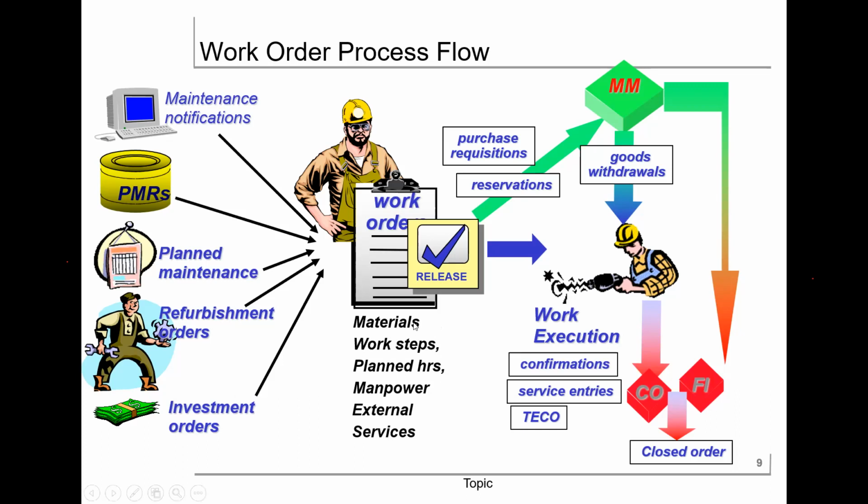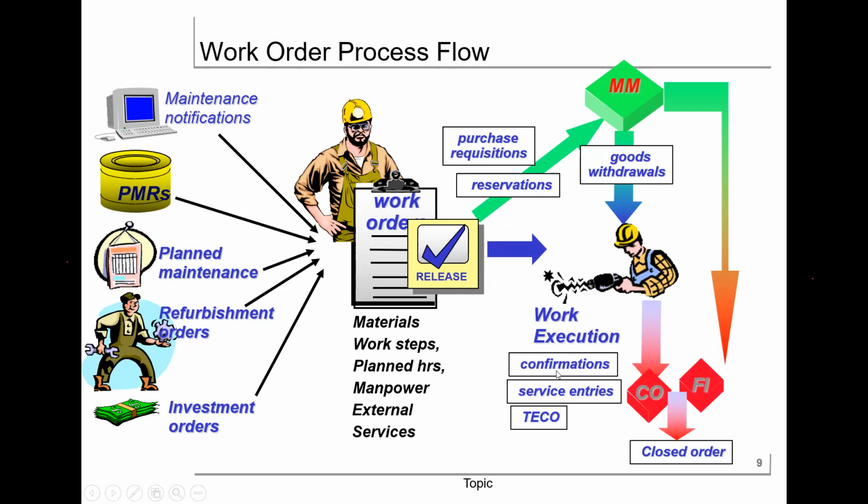Say for example, there is a material. For that material, a reservation will be created if it is a stock item, meaning inside the plant. And a purchase requisition, in short PR, will be generated for a non-stock item. So we are integrating with MM, materials management. After the procurement, a goods withdrawal will happen. After goods withdrawal, the shaft will come to the work area, to the motor where the shaft has to be replaced. The replacement is nothing but the work execution.